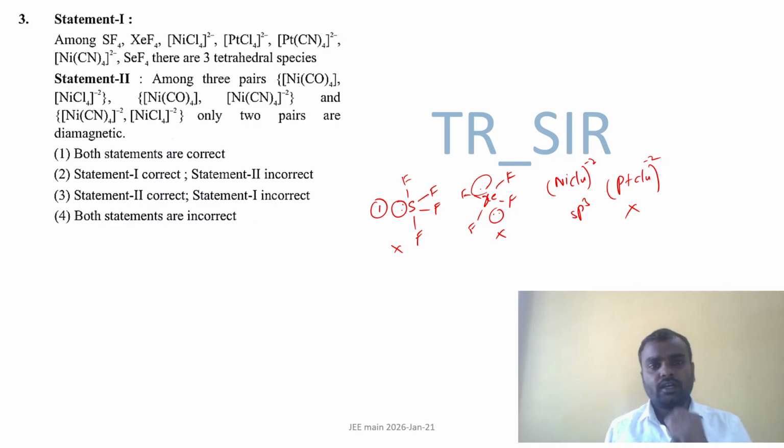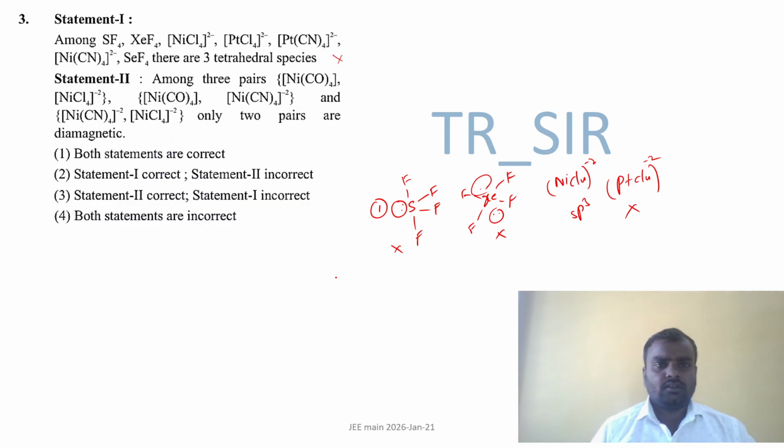ScF4 again will have a seesaw structure. So only one species will be tetrahedral. That means the given statement one is a wrong statement.